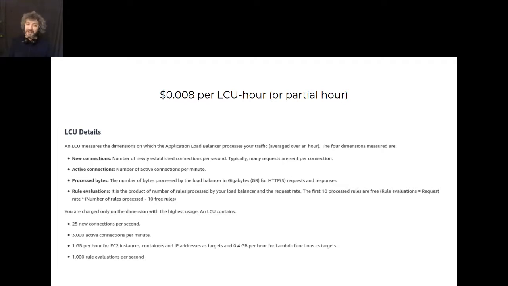Well, it really depends, because an LCU is determined by 4 different components: the new connections, the active connections, the processed bytes, and the rule evaluations, and there's a certain amount of free rules. And only one of these components is going to affect you. So if you have a lot of binary data transfer, probably the processed bytes, but not always. But the point here is that it's not straightforward up front to determine the cost. So you really need to monitor. And I usually don't trust too much people who tell you in advance, without knowing anything, how much you're going to spend on your deployment. Because yes, maybe you're able to determine the fixed cost of the load balancer or the EC2, but the cost of data transfer or the cost of the processed data of the load balancer is a bit more complicated than that.